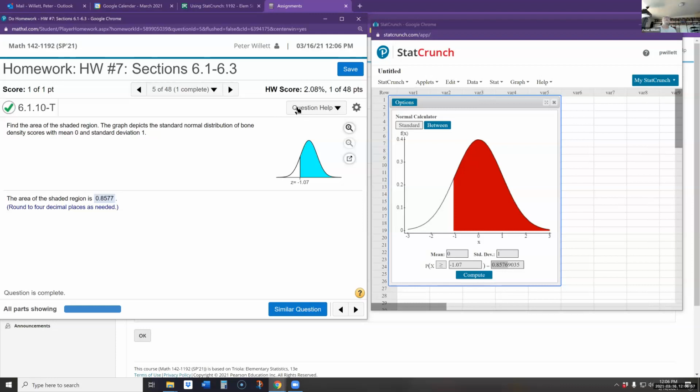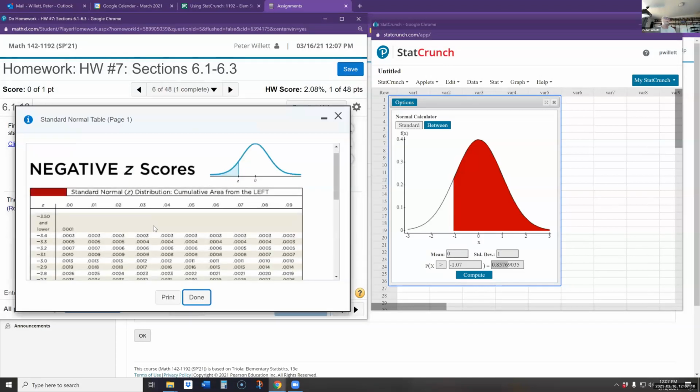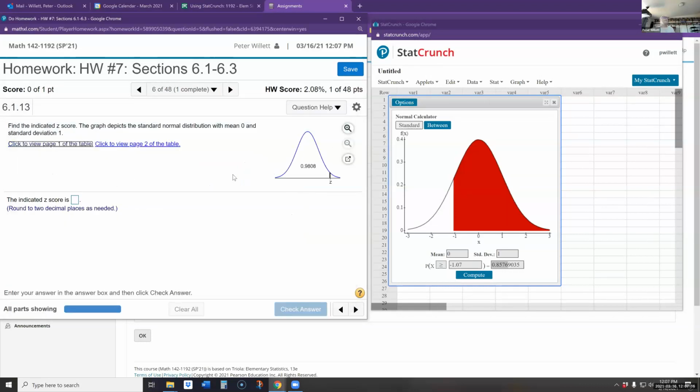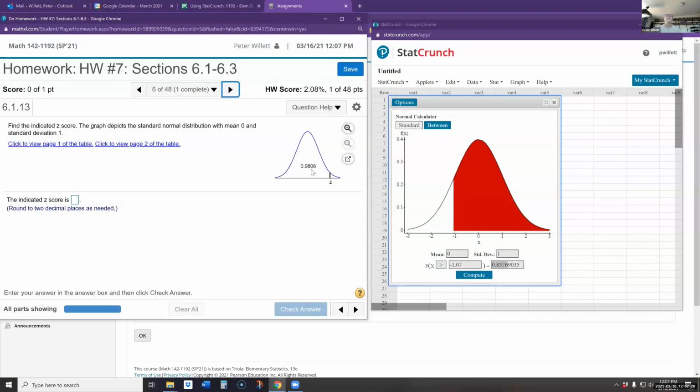So let's say that I maybe have about 4 minutes left, see what the next problem looks like. So for this problem, they're giving us access to the table if we wanted to use it, but we don't. And also in this problem, they're asking us to find the z-score, and they gave us the area. So on the previous problem, they gave us the z-score and wanted the area. And in this problem, they're giving us the area and they want the z-score. The graph depicts the standard normal distribution. Find the indicated z-score, and what's shown in the graph is that the area left of there is this.